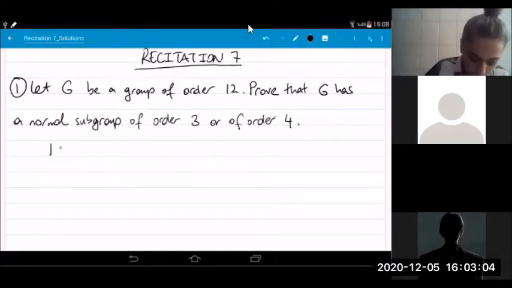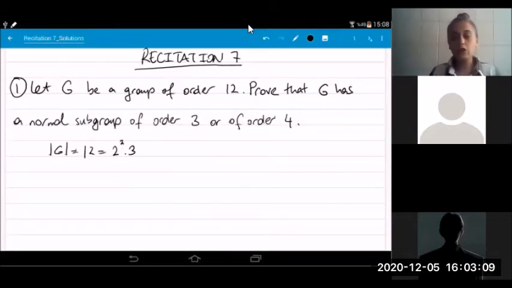First, let us decompose the order of this group. This is 12, and this is 2 to the power 2 times 3. So, to find a subgroup of order 3 or to find a subgroup of order 4, a way is to look at its Sylow subgroups, Sylow 2 subgroups or Sylow 3 subgroups, because we know the existence of Sylow 2 subgroups, and we know the existence of Sylow 3 subgroups. And Sylow 2 subgroups have order 4, and Sylow 3 subgroups have order 3.